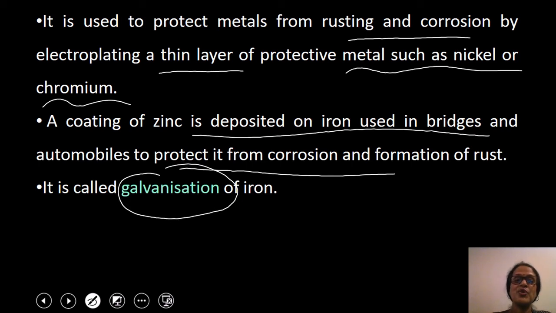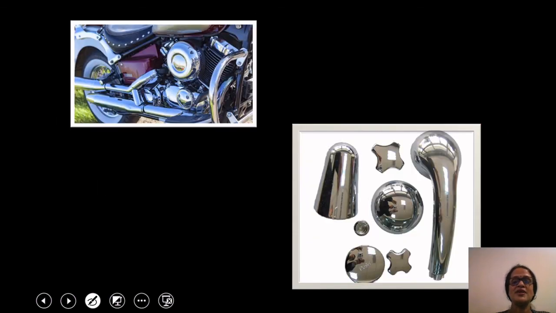Children, this is a very important topic because you must have heard that entire bridges collapse. The bridges are made up of iron. So if proper maintenance is not done, the entire bridges collapse and this is a huge loss of economy to the nation. So to avoid this, a coating of zinc is deposited on iron which is used in bridges. And the coating of zinc on iron is called galvanization of iron. So these are some examples of chromium plating you can see in these pictures.